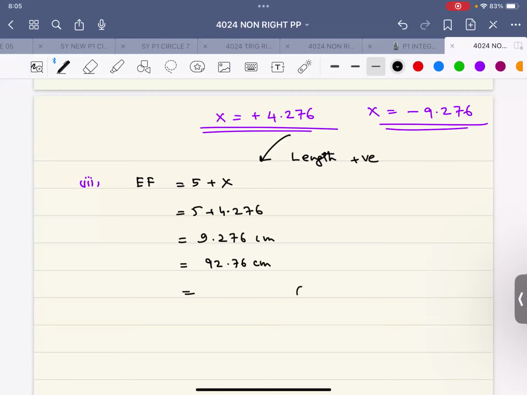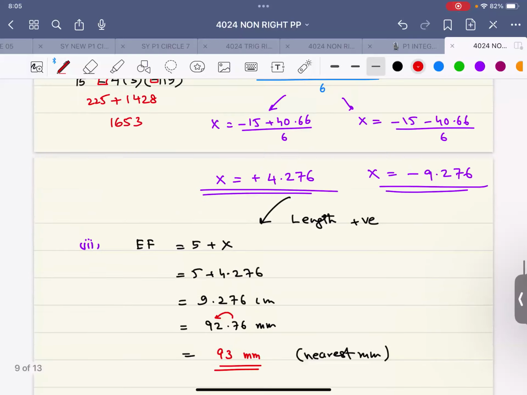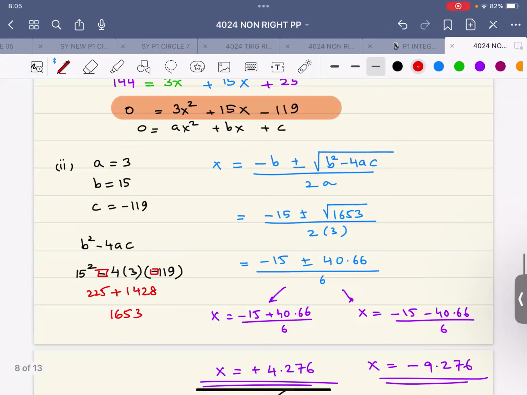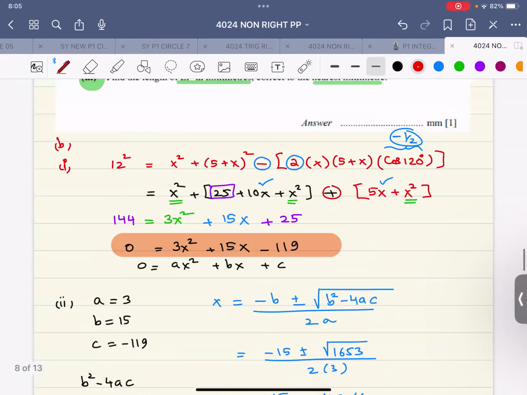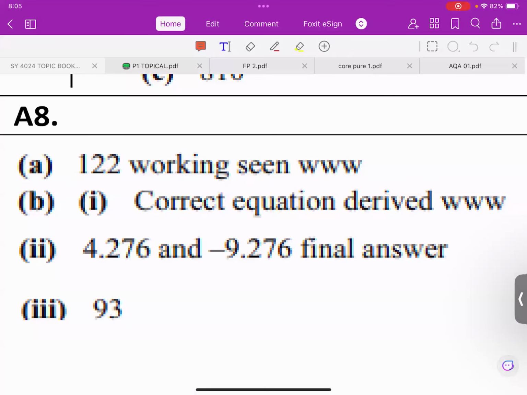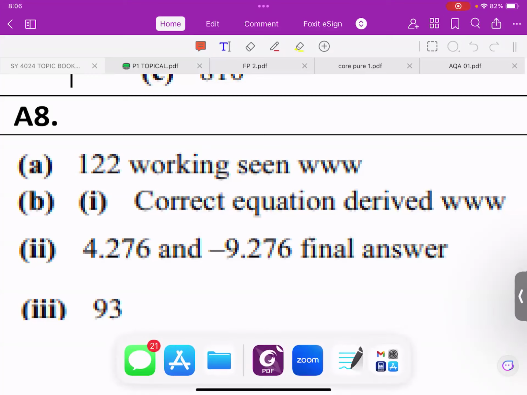Multiply it by 10, 92.76. And the answer is asked for the nearest millimeter. Now, I've already multiplied by 10, so therefore this is in millimeters. And the 7 will make this 2 a 3. So that is 93 millimeters. That's the answer. So let's double check. From the answers, 4.276, negative 9.276, and 93. This is all good, all correct. So this answer is done.